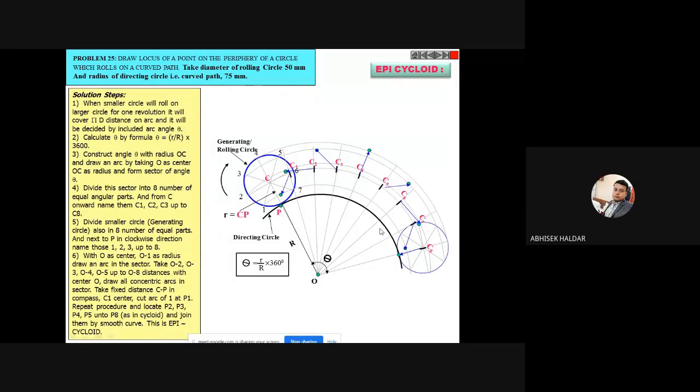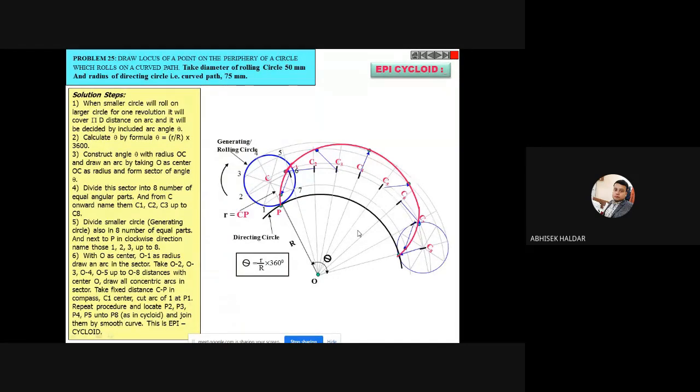Now if you join these locus points with the help of your French curve, you will get a curve something like this. This curve is known as your epicycloid. Tell me if you are having any doubt.